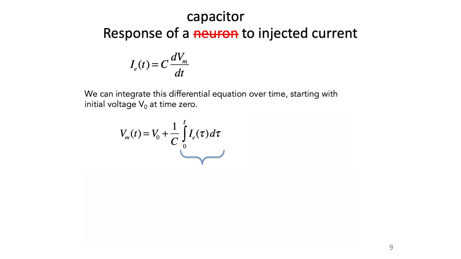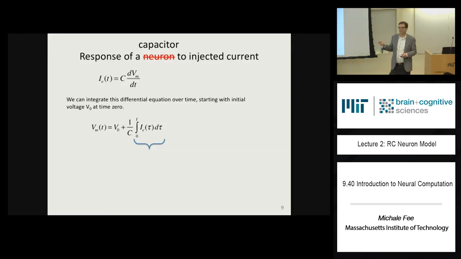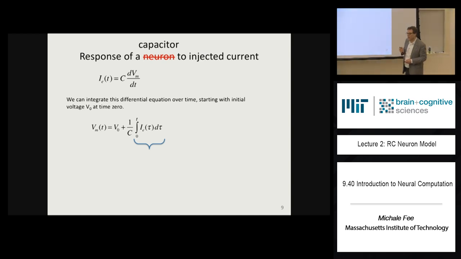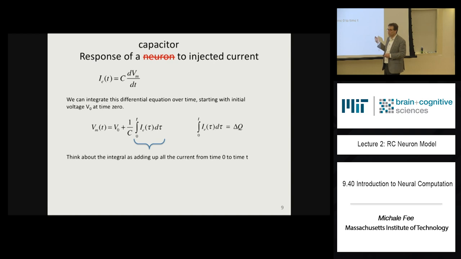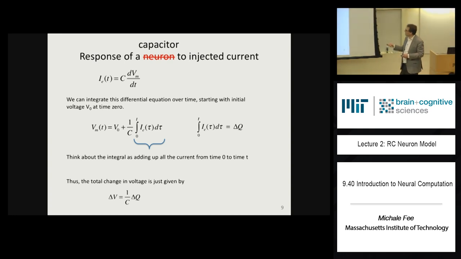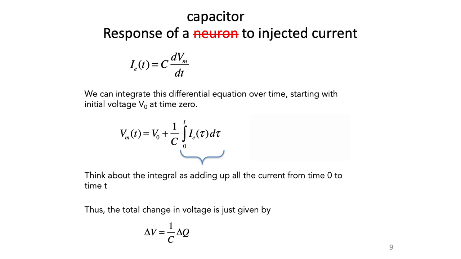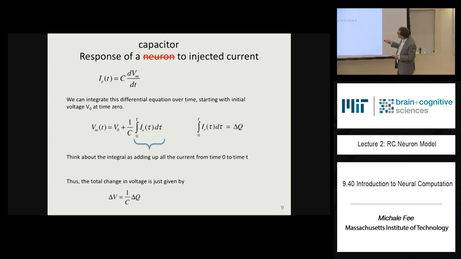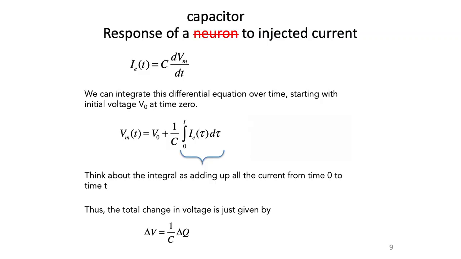Now, what is this? What is the integral of current over time? Good. It's the amount of charge you injected between time zero and time t, right? If I tell you that I injected an amount of charge delta Q, how much did I change the voltage? Delta V is delta Q over C. So the voltage is just the starting voltage plus delta V. Does that make sense? This integral here is just the amount of charge you injected, divided by C gives you the change in the voltage. So the voltage is just the starting voltage plus delta V.